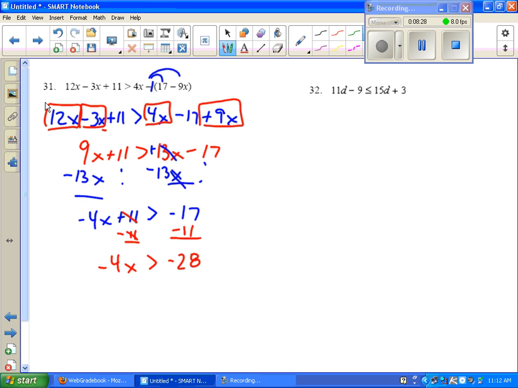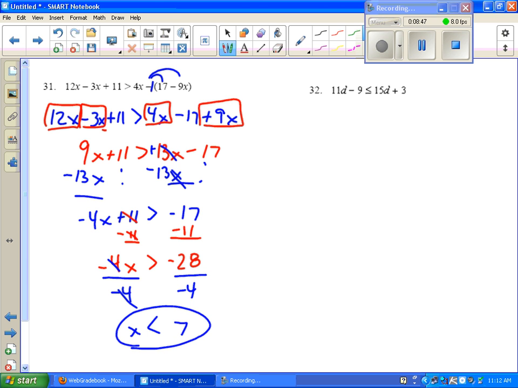And then get rid of negative 4 times something by dividing by negative 4. If you do it on the left, do the same thing on the right. X, and negative divided by negative is a positive 7. And since you divided by a negative number, greater than is going to reverse and say less than. X is less than 7 for number 31.